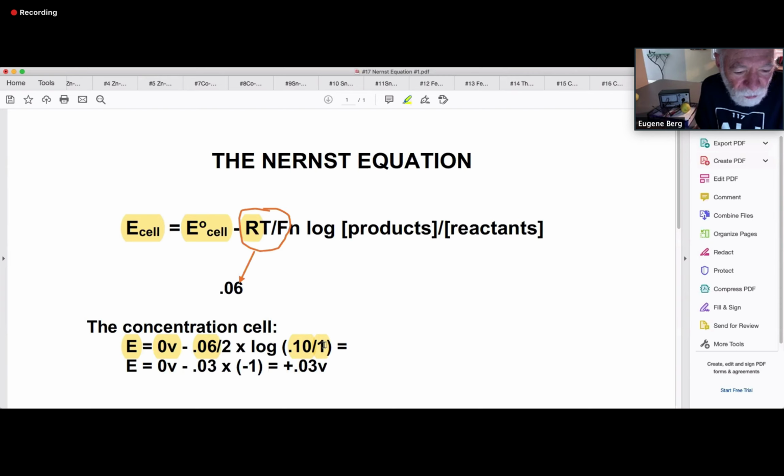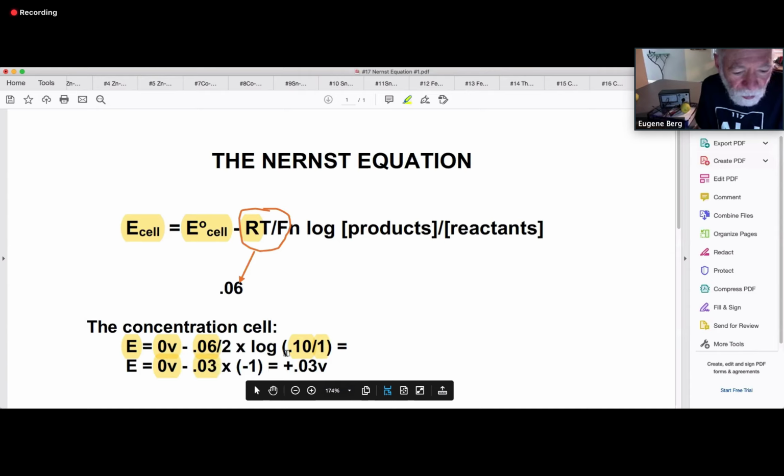You see where all the numbers came from? Yes. Okay, now, the next line is actually doing the math on this. So the voltage of the cell is the standard voltage, that's the 0 volts, minus 0.03. Where did I get the 0.03? 0.06 divided by 2 times.